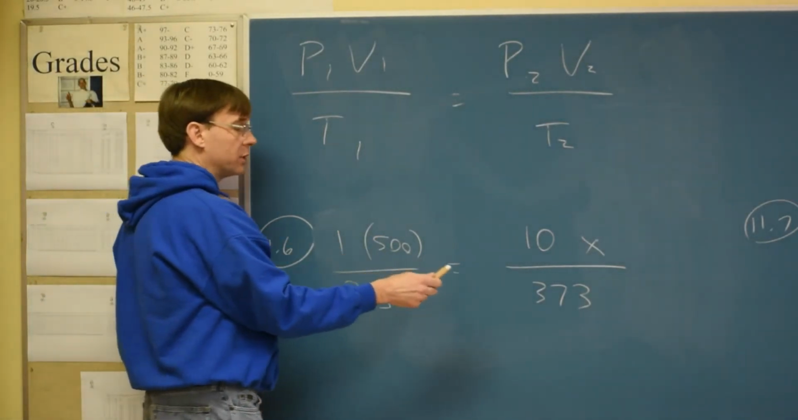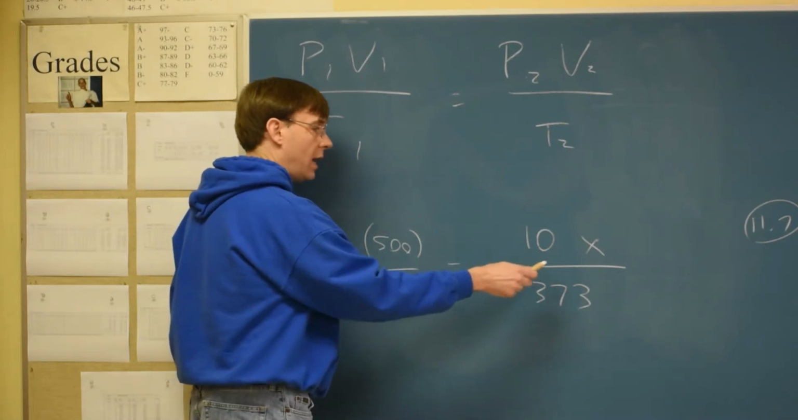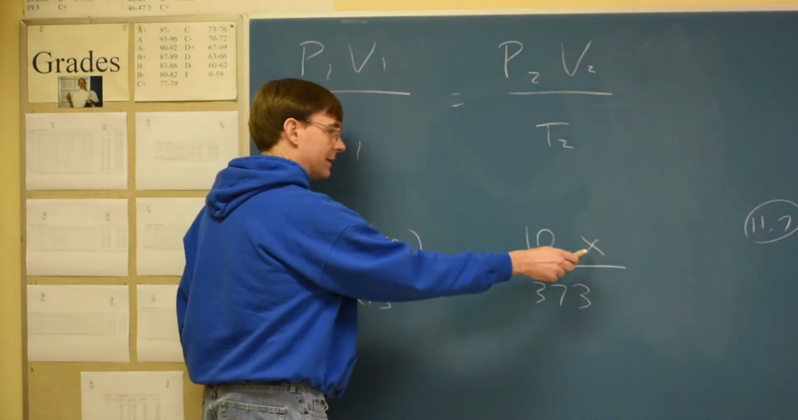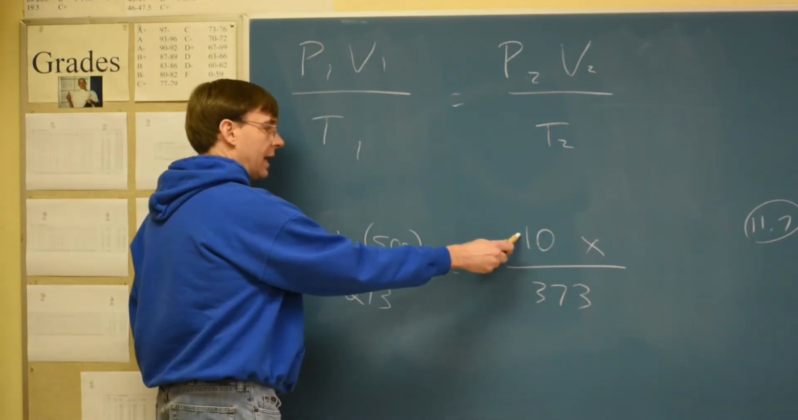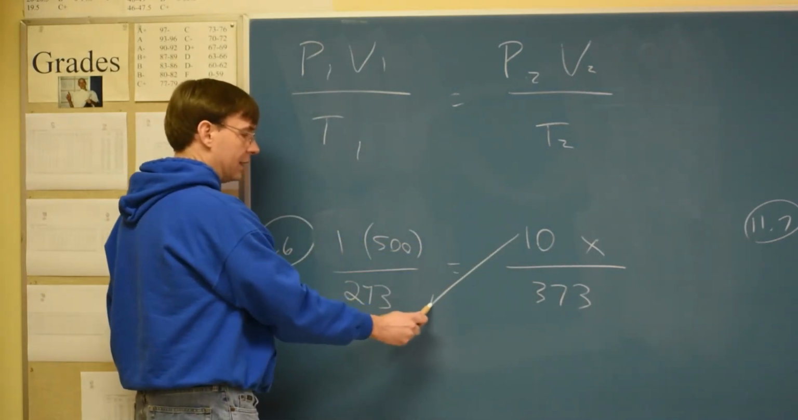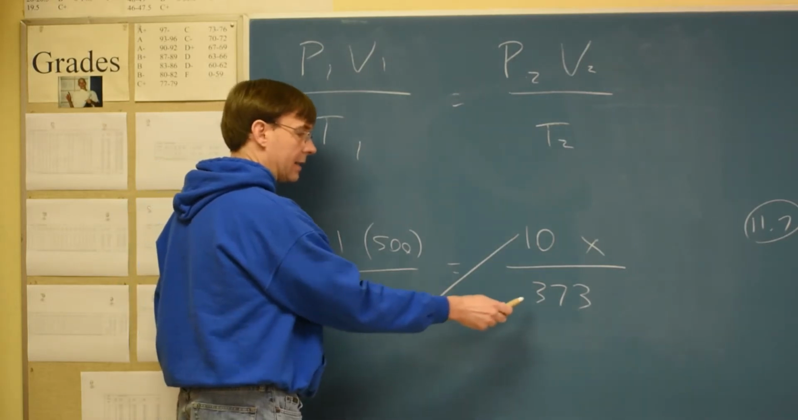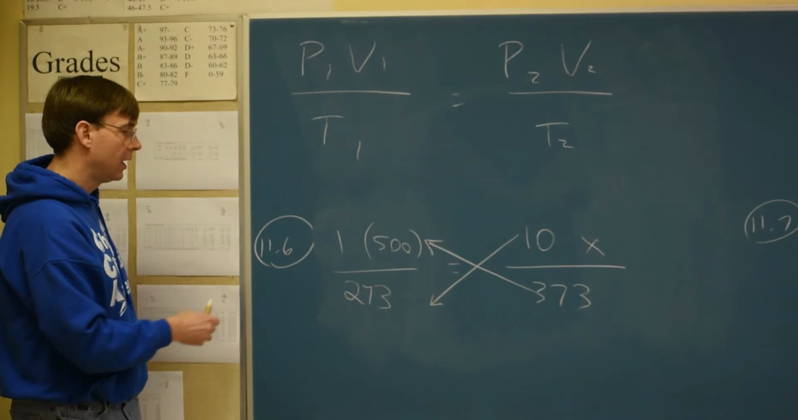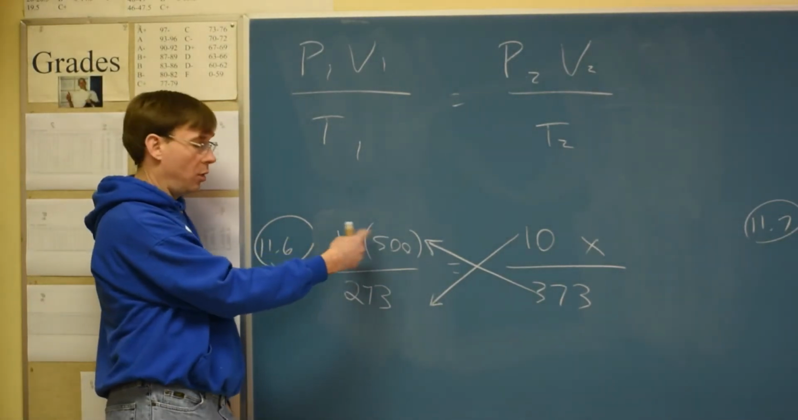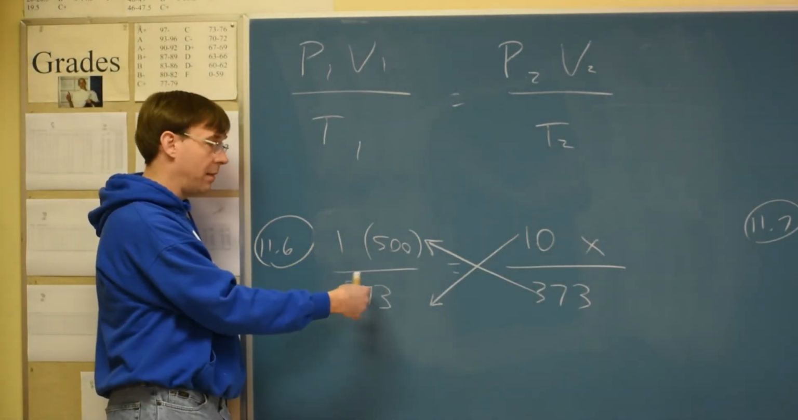So now it's algebra time, a little bit of sort of cross multiplying. The quickest way to do this is hope the variable's on the top. It is. Take anything on the top and send it down to the bottom. Anything that's on the bottom, send it up to the top. And all these top numbers I'm going to multiply. All the bottom numbers I'm going to divide.